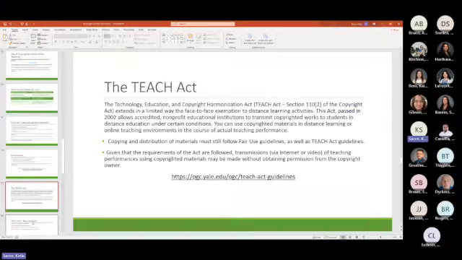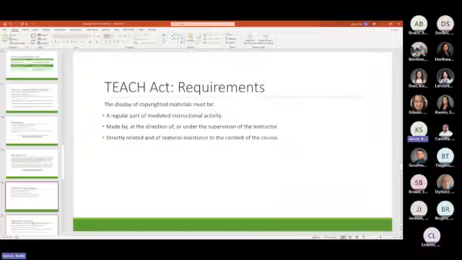So you still have to follow the fair use guidelines, but you also have these Teach Act guidelines on top of it. Given that you follow all the requirements, you should be fine, and you won't need to ask for permission from the copyright owner. So if you are displaying information in your CMS, you must have the materials relate to a regular part of your instructional activity. They must be under the direction of the instructor and directly relate to material of your course.